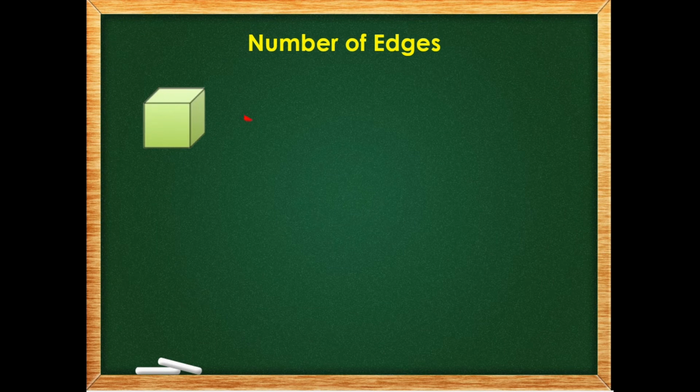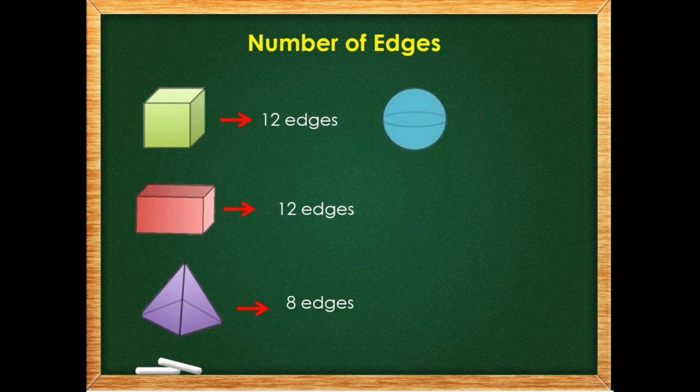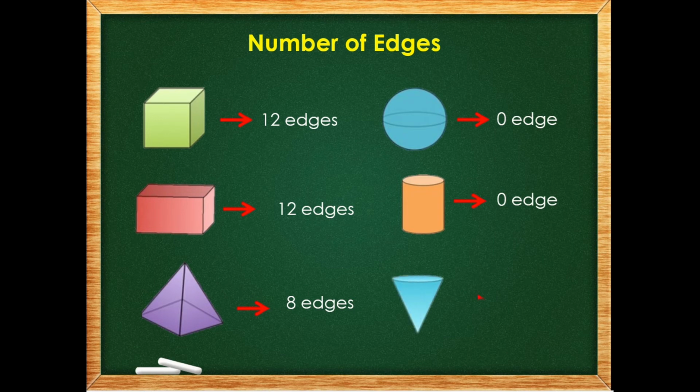A cube has 12 edges. A rectangular prism has 12 edges. A pyramid has 8 edges. A sphere has no edge. A cylinder has no edge. And a cone also has no edge.